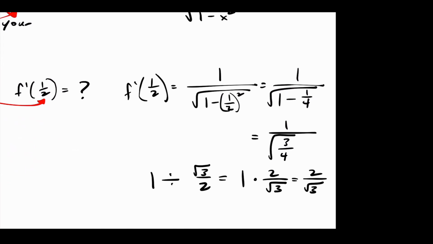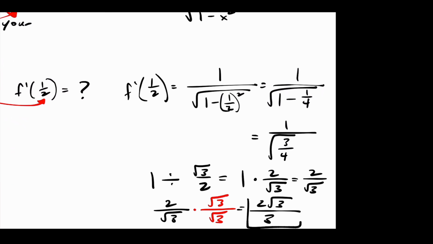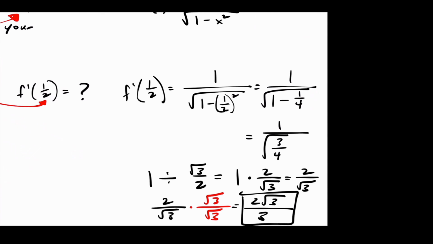Well, the square root of 3 is still on the bottom. I can't have that. So I have 2 square root 3. How do I get rid of the square root on the bottom? Yeah, multiply by the thing that's causing the issue. The thing that's causing the issue is the square root. So 2 times the square root of 3 over 3. There you go. Done.